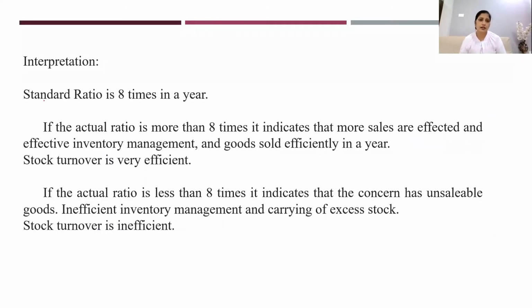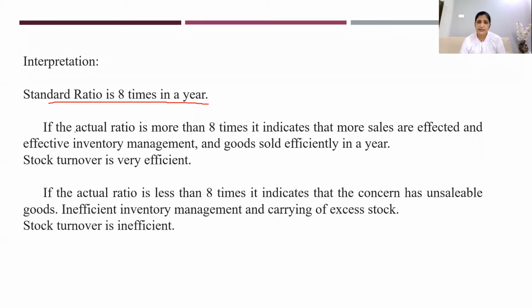Interpretation. Standard ratio is 8 times in a year. Remember, that means you must replace the stock 8 times. If the actual ratio is more than 8 times, it indicates that more sales are effected, there is effective inventory management, and goods are sold efficiently in a year. Stock turnover is very efficient. So when it is more than 8 times, stock turnover is efficient.